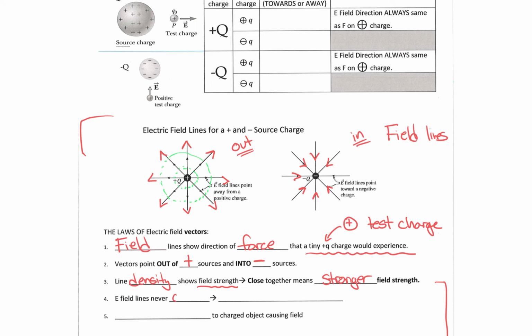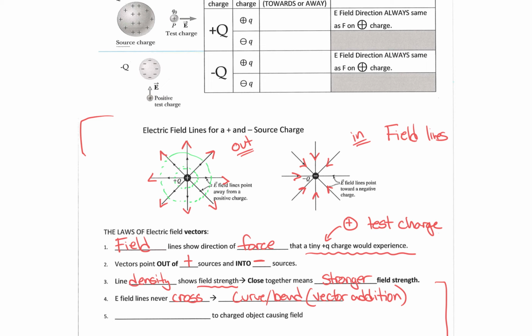E-field lines never cross. They can curve and bend, but when you have complex shapes and the field lines might start to cross, instead we do vector addition and find out how they actually create vector sums.